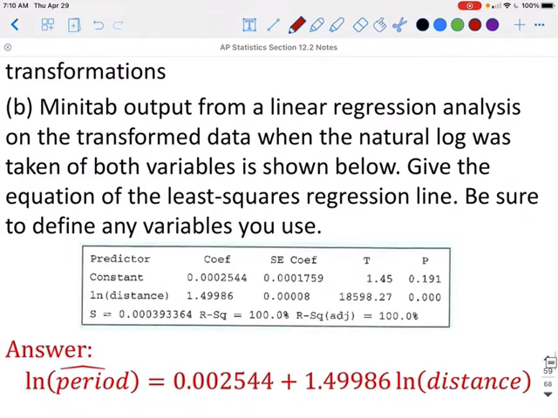And if we do that, we're going to say the natural log of the period with a hat over it, because it's the predicted period, is equal to our constant plus our slope times the ln of the distance, or the natural log of the distance.